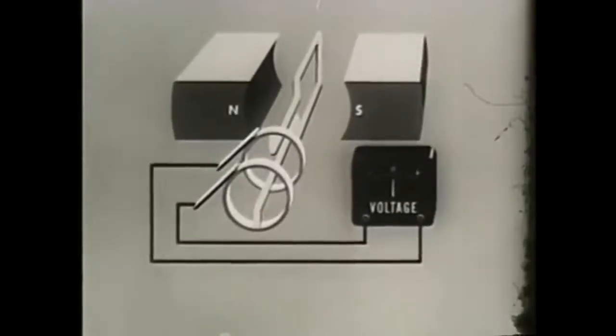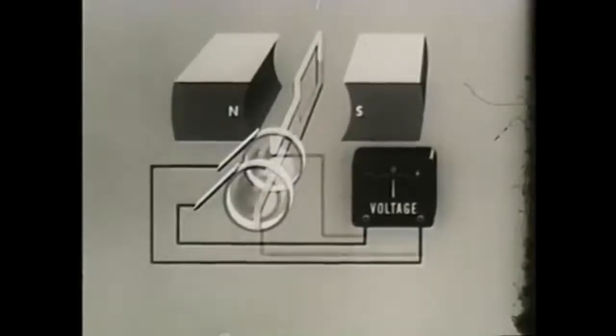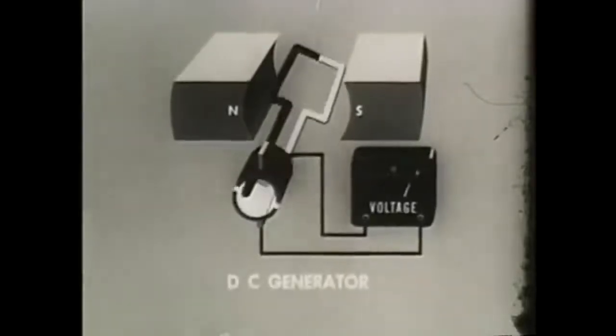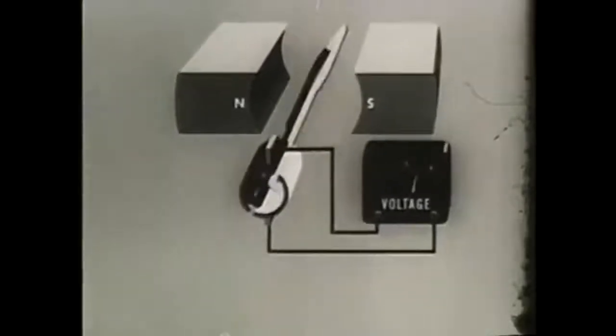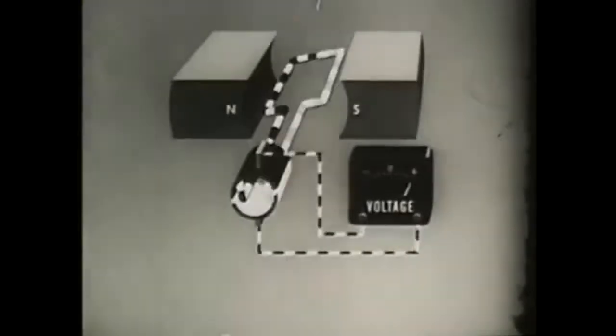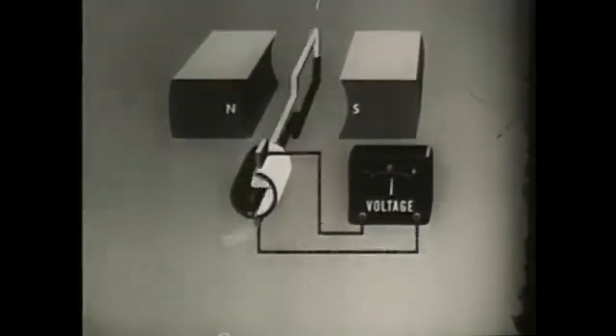To get direct current, we will attach each end of the conductor to a segment of copper, forming a commutator. Now our machine is a DC generator. The commutator rotates with the loop. Stationary contacts, carbon brushes, ride on the commutator segments. They provide a means of connecting a meter or any other load to the generator.